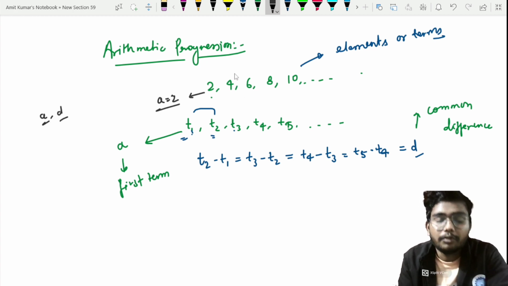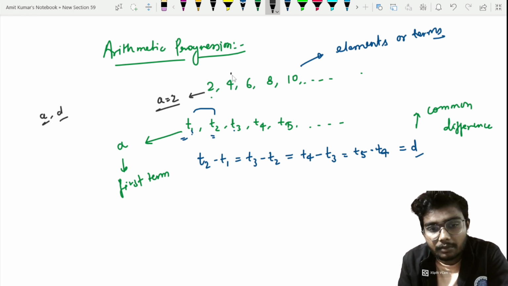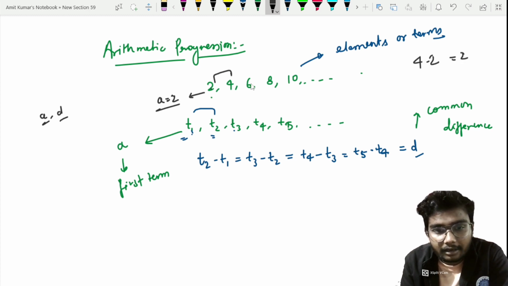If you are talking about the common difference, what will the common difference be here? You just subtract this 2 from this 4, so you get 4 minus 2, which is 2. You can check that when you subtract this 4 from this 6, again you get 2.